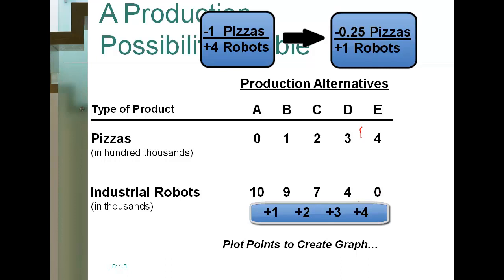What if I want to go from 0 to 1? Well, certainly you'll be going from E to D, but you won't be going really all the way to D. You'll just be going somewhere in the middle area. So 0 to 1, how many pizzas would it cost me to make just 1 robot? If it cost me 1 pizza to make 4 robots, then it must cost me 0.25 pizzas to make 1 robot. So we would say the opportunity cost of making 1 robot is 0.25 pizzas.